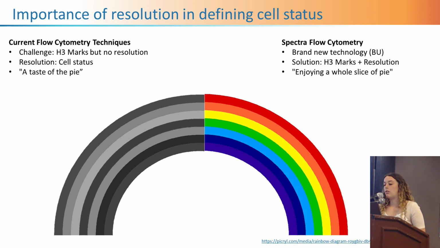And so what we've been doing is developing a protocol using spectral flow cytometry, which is a relatively new technology that we have at Boston University, where we're able to see the different histone 3 marks that are being added while getting this resolution, meaning we are able to look at, is the cell migrating, is it dividing, did it just divide, and we're able to take that into consideration. And so we're hoping that this gives us more of the full rainbow, where we're not only able to see the structure, but we're able to see the different colors within it.